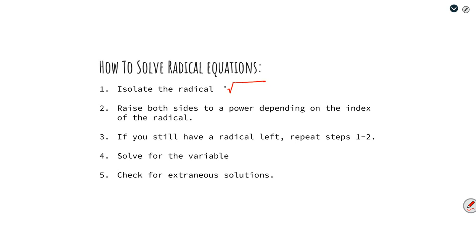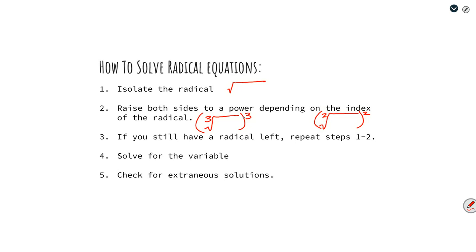Step 2, you're going to raise both sides to a power depending on the index of the radical. So let's say you have a cubed root of something, then you would need to raise both sides to whatever that number is, which would be 3. If you just have a radical, then that's a square root and the index is understood to be a 2. So in that case, you would square both sides. So whatever number is that index, that's what you raise both sides to.